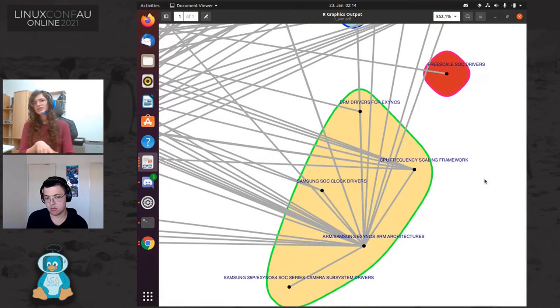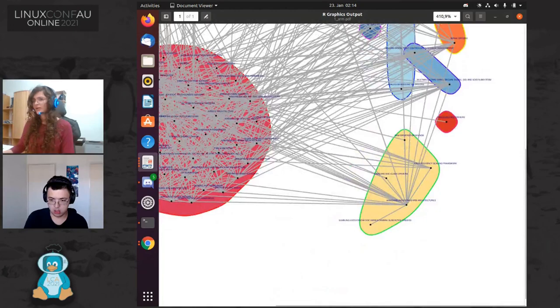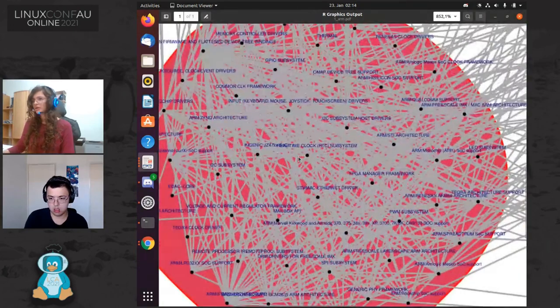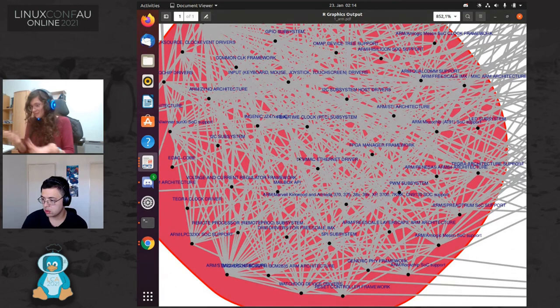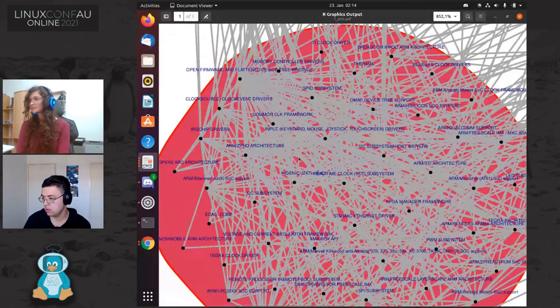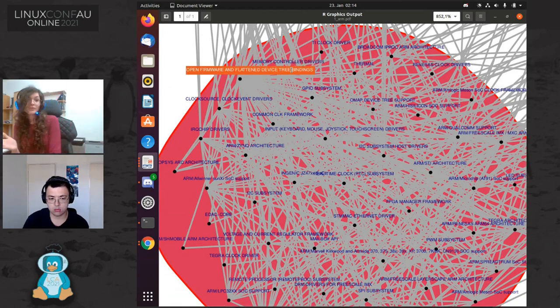When I researched the degrees of the vertices inside these clusters, I noticed that within this very big subcluster up here, there are a lot of ARM sections which just have a very high degree. I don't know these sections. I haven't worked with any of them professionally, but that's just the nature of this subsystem right here. So if that answers your question, yes, it's just very highly connected, and it contains the highest degree vertex within the entire section graph, open firmware and flattened device tree binding.